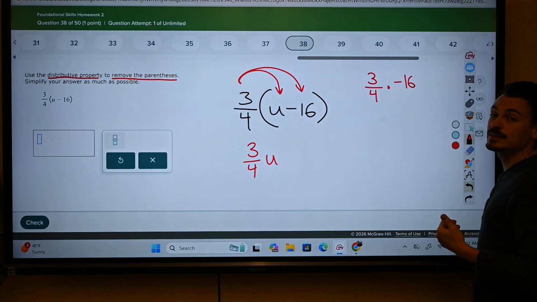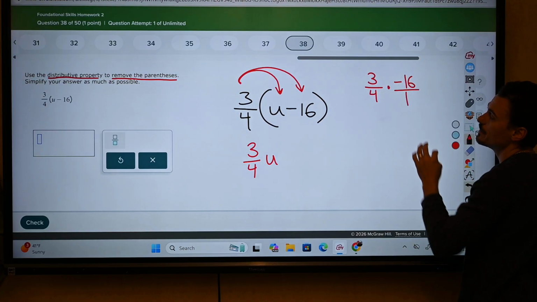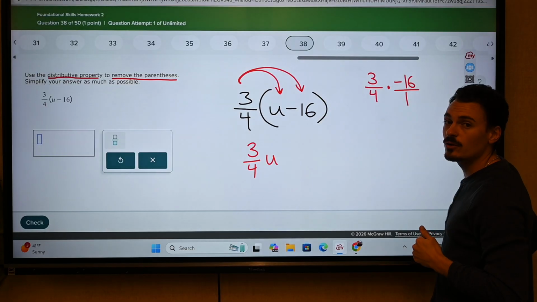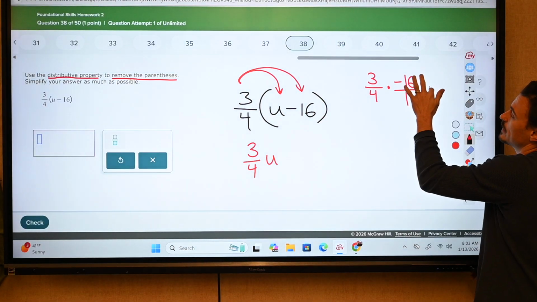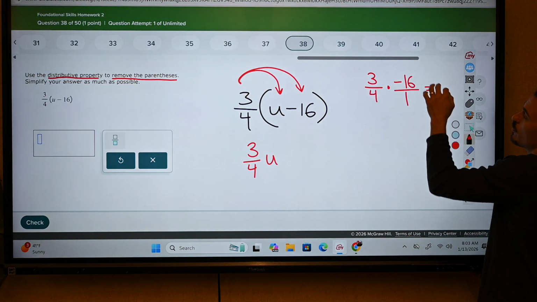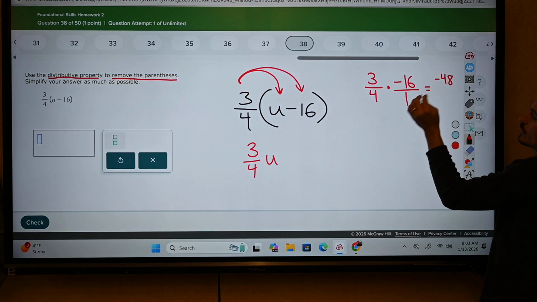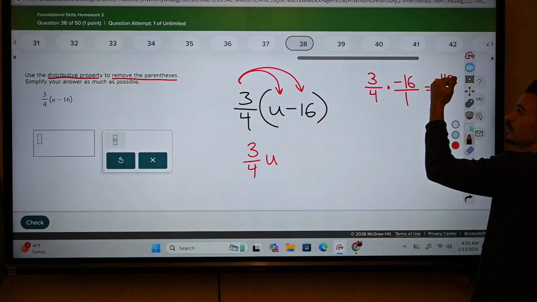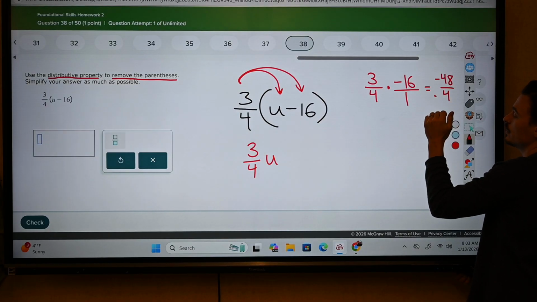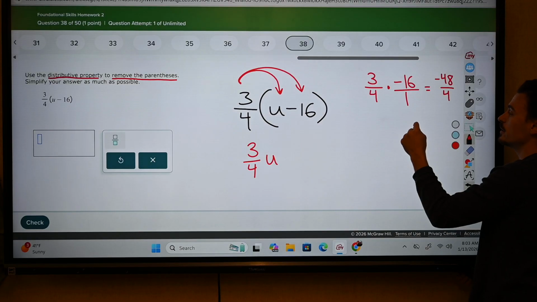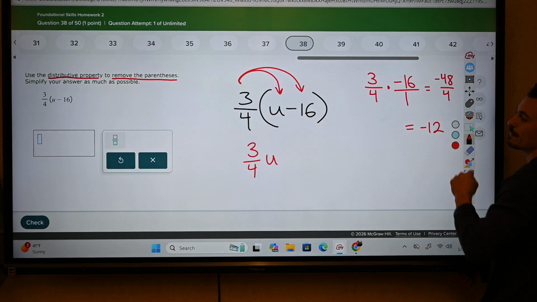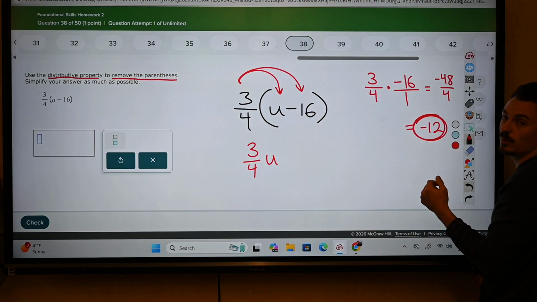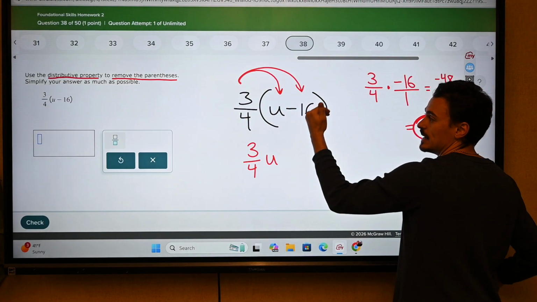Okay, now -16 is -16 over 1. Every single integer is over 1 as a fraction. That's going to get me 48 over 4, which actually, 48 is divisible by 4, so that's equal to negative 12. So this negative 12 is the answer that we got when we did 3/4 times negative 16.